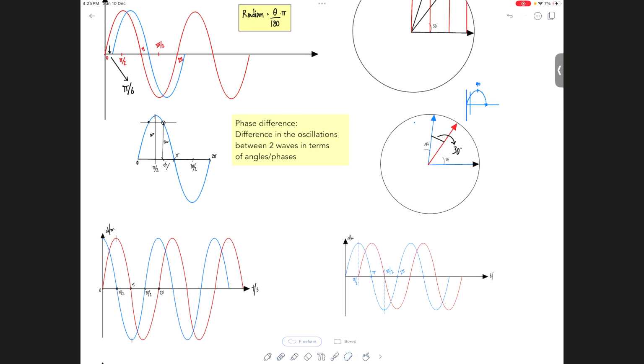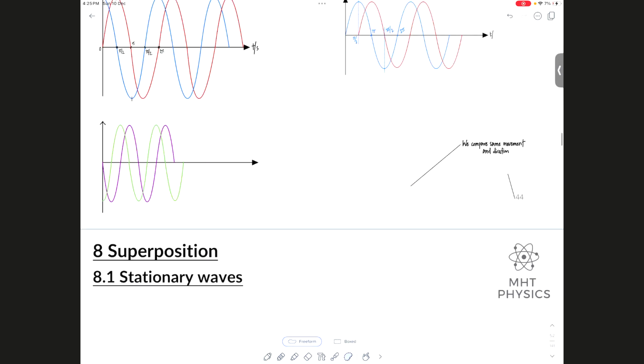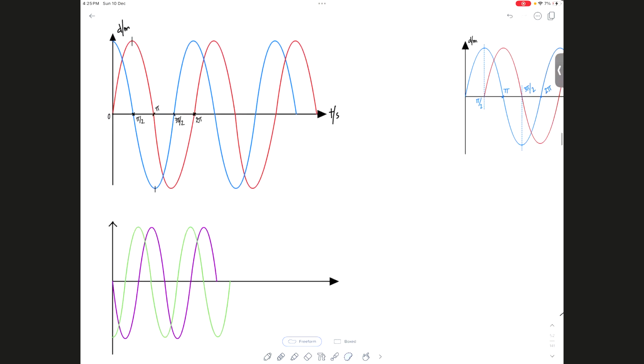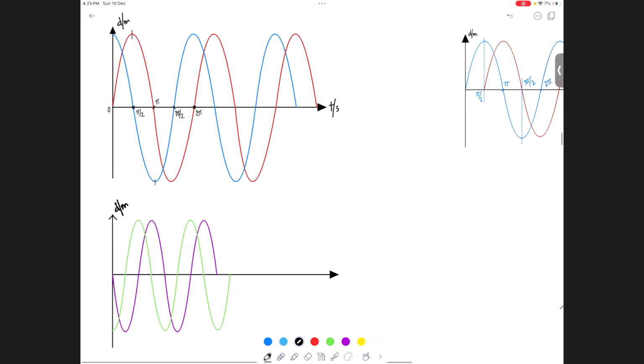Okay, let's practice some. You'll get better at this. Let's try a couple of questions. So these are two questions showing two different waves. On top, there's a red and a blue wave. Below, the green and the purple wave. Find the phase difference between the two waves. So they're exactly identical waves out there. You need to find the phase difference between the two waves that you see.